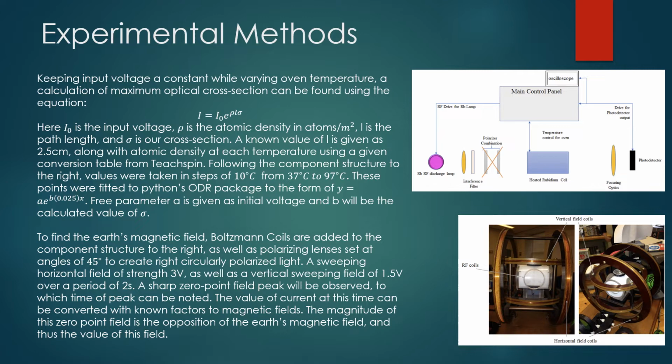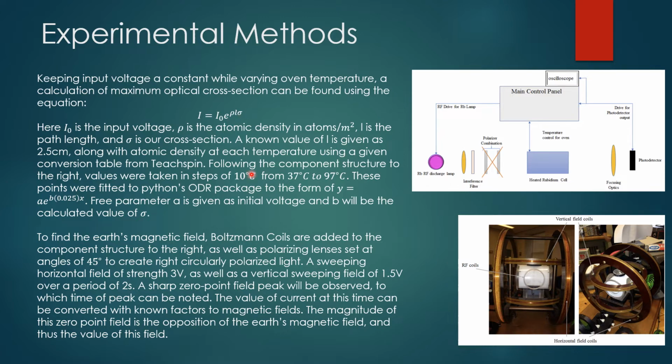So for our experimental methods, we're going to be using a component structure as shown in this picture here. While varying our oven temperature and keeping an input voltage constant, we can find this cross-section by fitting it to I equals I naught e to the power of rho L sigma, where I is our output voltage, I naught is our input voltage, rho is our atomic density in atoms per meter cubed, L is our path length, and sigma is our cross-section that we're trying to find.